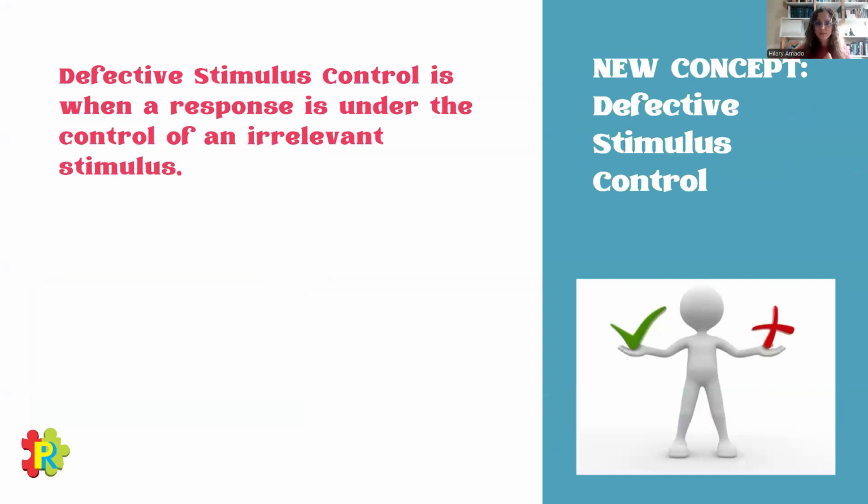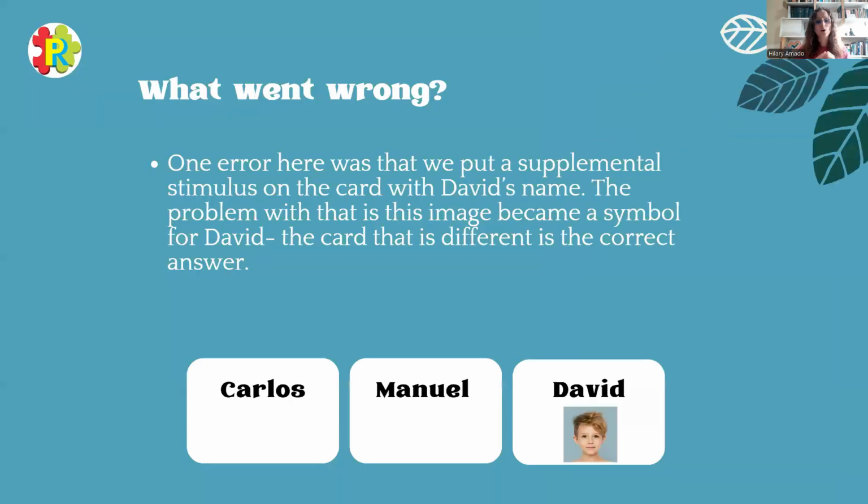Well, defective stimulus control is when a response is under the control of an irrelevant stimulus. So what went wrong here? One error here was that we put a supplemental stimulus on the card with David's name. The problem is that this image became a symbol for David. The card that is different is the correct answer.